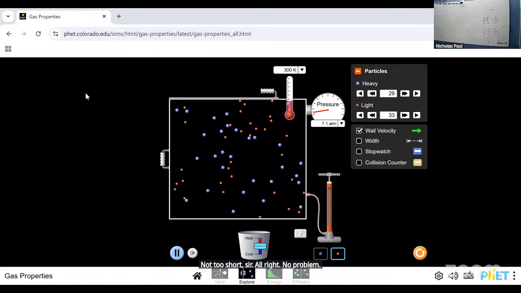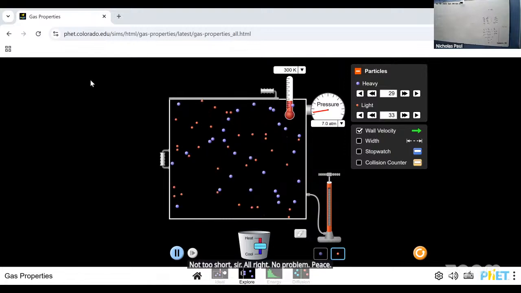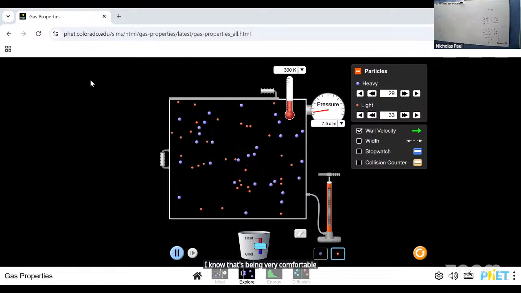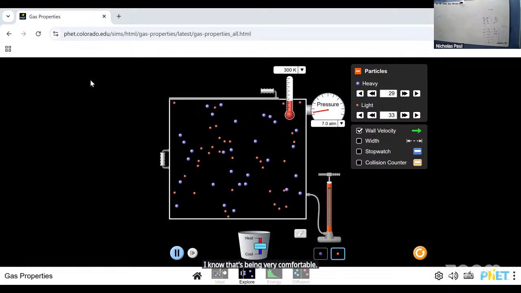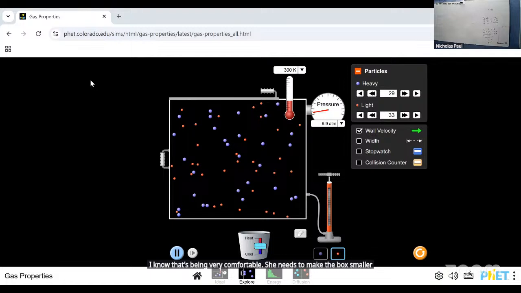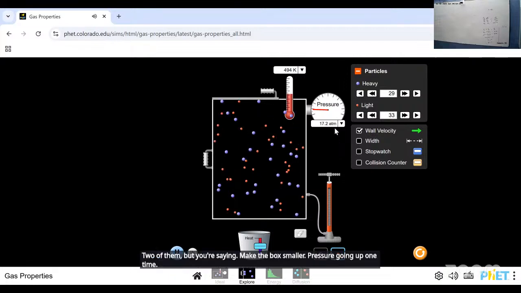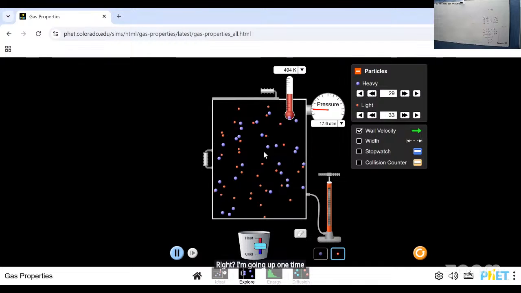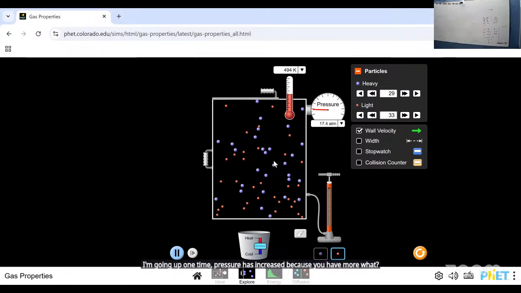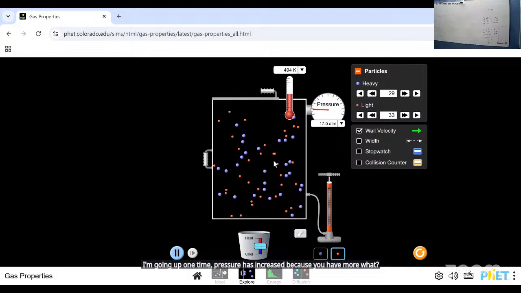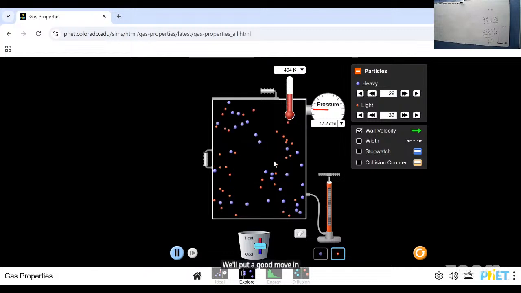Change the temperature or make the box smaller. You might get two of them. Make the box smaller: pressure goes up. Pressure has increased because you have more what? More collisions. Particles are moving faster and colliding more.